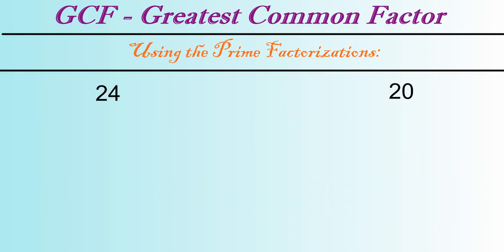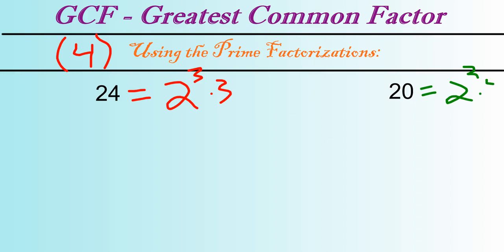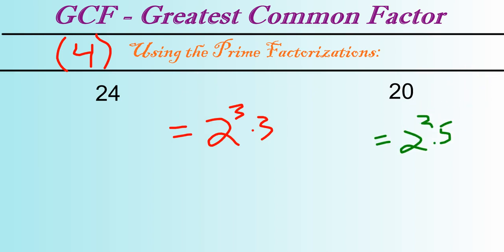So let's take a look at one of those things we've already done. 24 and 20. We know, because we listed their factors, their GCF is 4. Let's use that to our advantage. We know that the prime factorization of 24, as we saw before, is 2 cubed times 3. 20, we can find out from the factor tree, is 2 squared times 5.